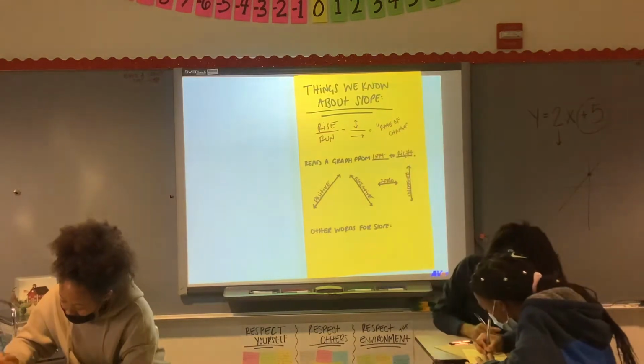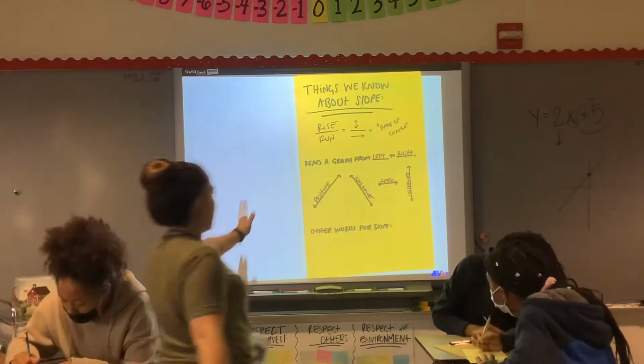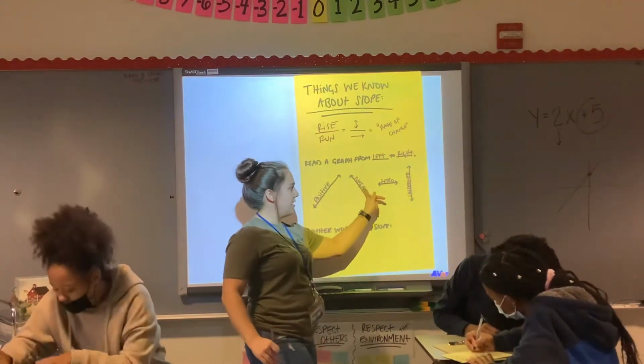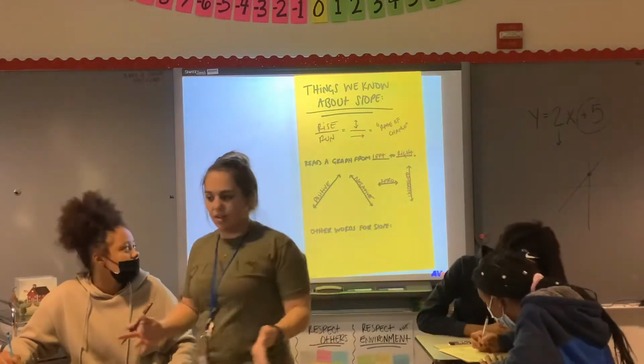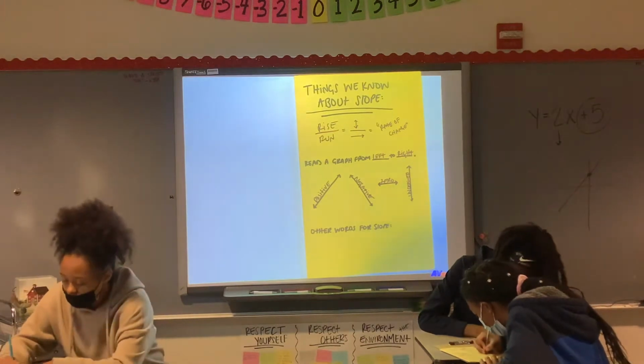So there are different types of slopes. One is positive. It goes up. As long as we're reading from left to right, we can see that this one is going up, positive, and this one's going down, negative. This one's not going up or down, so it's 0. And the one that is straight up and down doesn't actually even have a slope. It's called undefined.